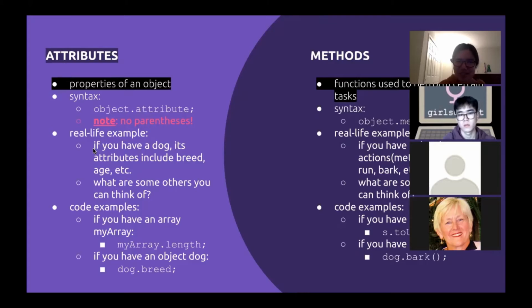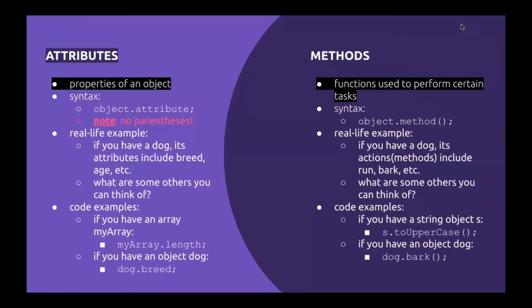Real life examples would be like if you have a dog, what breed is it, what age is it, what's its name, stuff like that. Or even an example like if we have a car, the number of wheels, the number of doors, and its mileage. Code examples would be like when we were talking about arrays, array.length is an attribute of the array class. And then if you have an object dog, you could do dog.breed, which is an attribute of the dog class. Any questions about attributes?